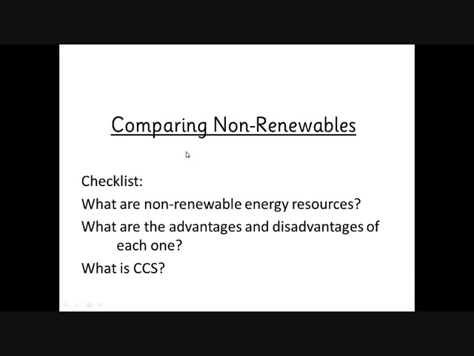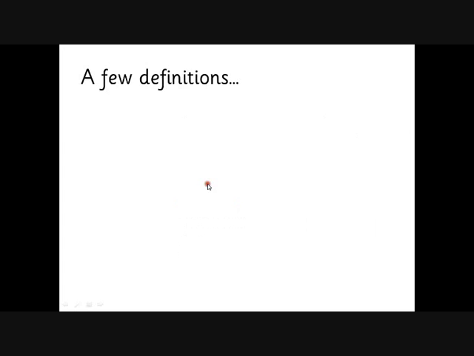So about 95% of our electricity at the moment comes from non-renewable forms of energy. This is the fossil fuels, coal, oil and gas, and nuclear energy. What we need to do is to talk about those a little bit, and most importantly to compare the advantages and disadvantages of each one, and also to talk about what's called CCS.